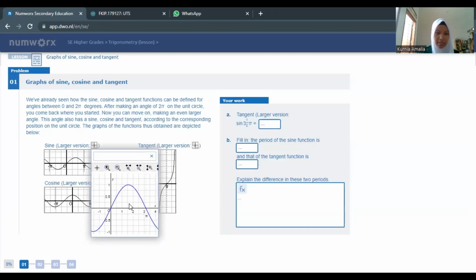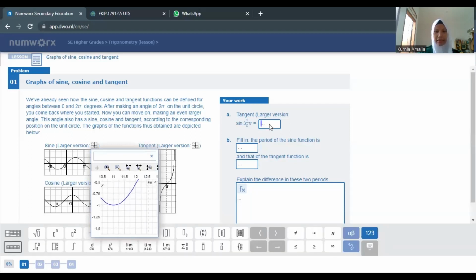As you can see, the sine graph consists of one hill and one valley, and it repeats after one hill and one valley. So the question is 3.5 pi. Here is the section of 3.5 pi. If you want to find the answer, you can read it off the y-axis. The value at 3.5 pi is -1, so you can write it as -1.